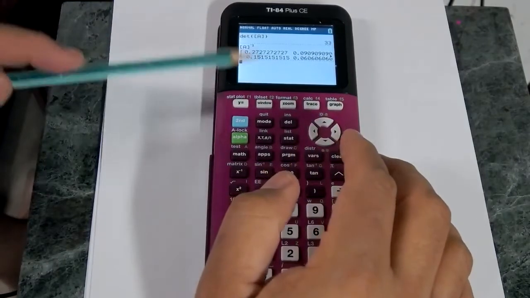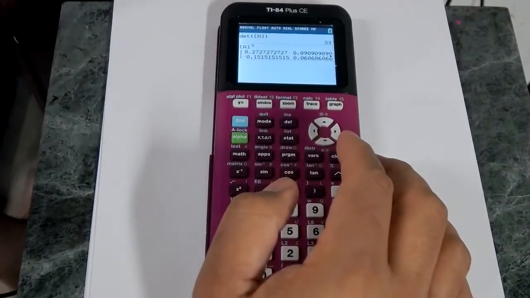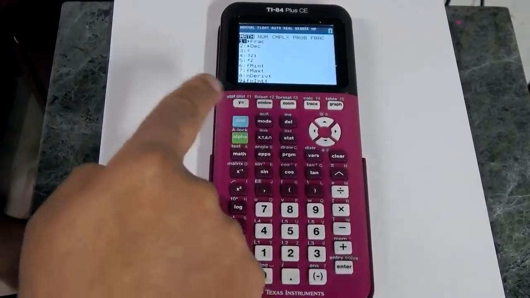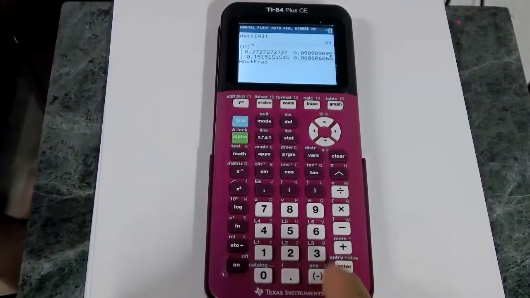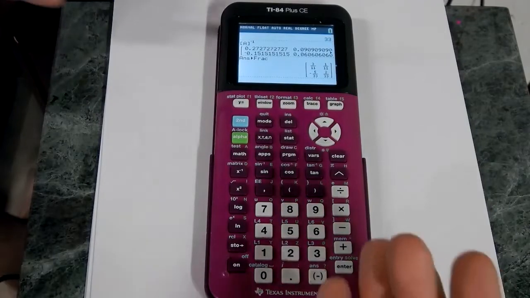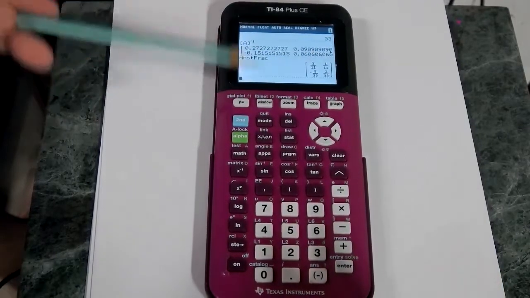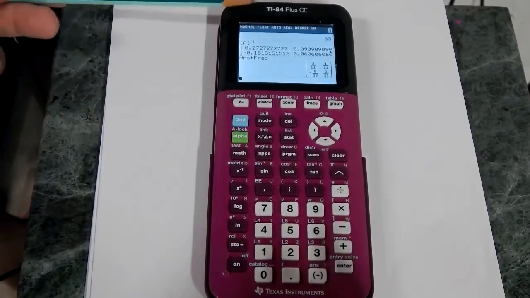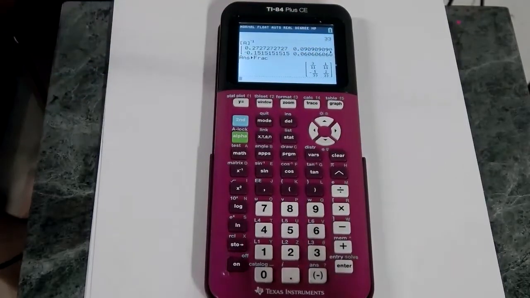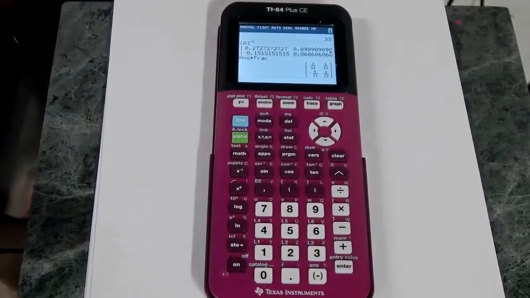But if you don't want these decimals and you want it in fraction format, we're going to hit the math button and change the answer to a fraction. So hit enter and enter. And you see here's my matrix in fraction format. So the inverse of this matrix is 3/11, 1/11, -5/33, 2/33. As you see, it's in reduced format. So let's try the 3 by 3.